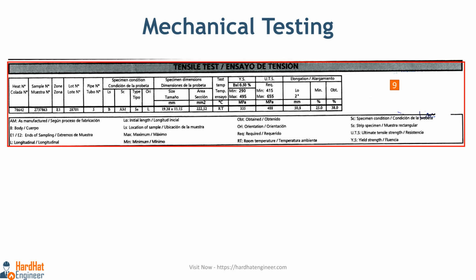The last three columns display the results of the elongation test, including the initial length of the sample in millimeters, the minimum acceptable percentage, and the obtained result. It is crucial to cross-check the minimum and maximum values of all these test results with the applicable material standards. In this case, the standards are A106, API 5L, and A53.